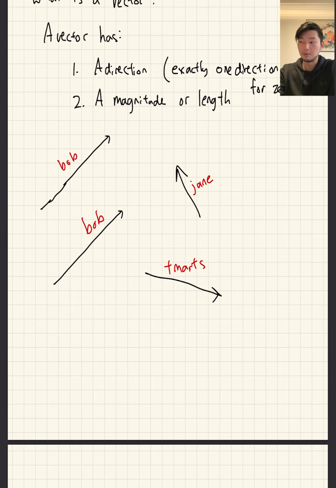As nice as these names are, they don't tell us much. Just saying, this is Bob, well, what does Bob look like? For someone who doesn't actually have a picture of what Bob looks like, no one knows. So it's not a very good name for Bob. So how do we actually identify a vector?